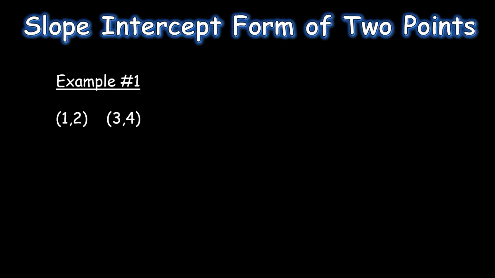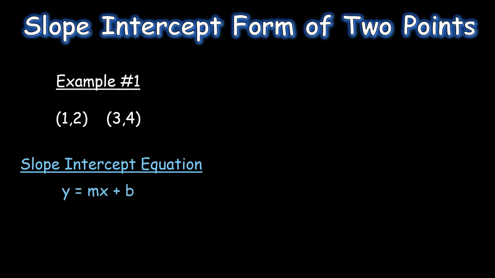Now let's take a look at our first example. We have points (1, 2) and (3, 4). We want the linear equation to be in slope-intercept form, and for slope-intercept form, this equation can be used: y equals mx plus b. And for all slope-intercept form equations, this is always used.